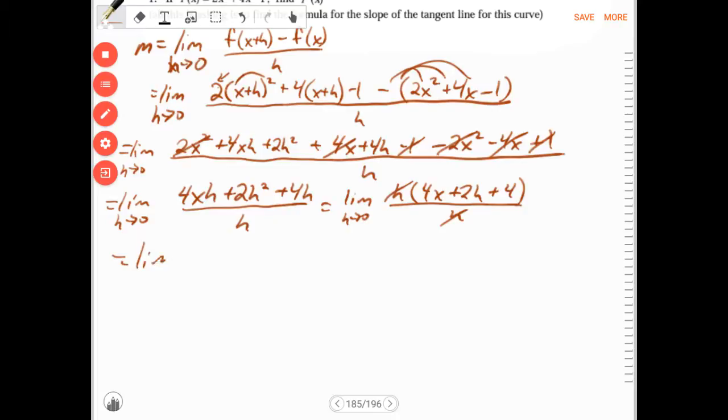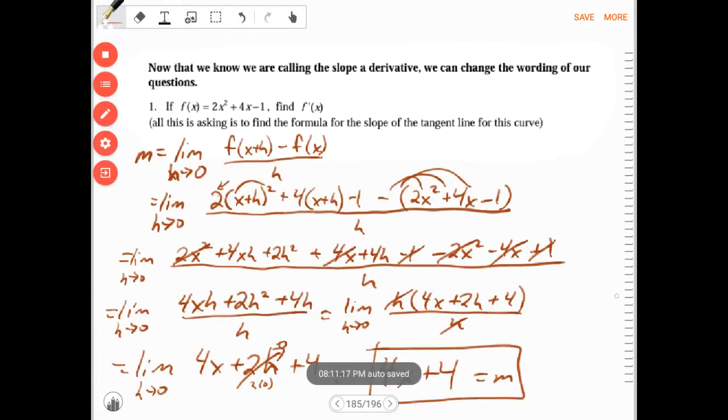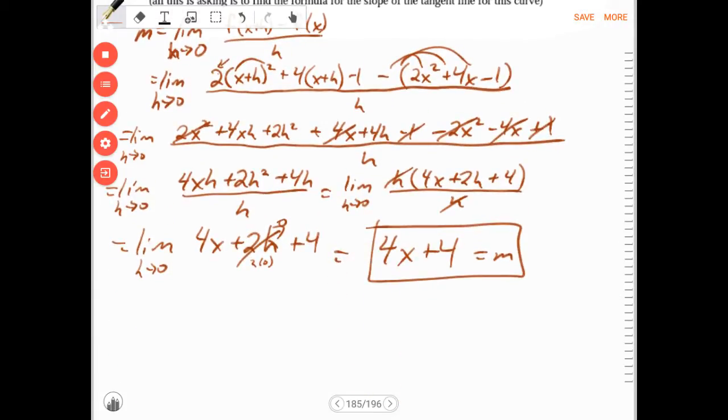So this is now the limit as h approaches 0 of 4x plus 2h plus 4. Of course, now that the 0 over 0 is gone, we just substitute the h in. So 2 times 0 is this part, so that cancels off to be 0. So our answer is 4x plus 4. Remember, that is now the slope of our tangent line at any point on this curve. Okay, so I'll let you guys have a quick look at that. So that's that one.